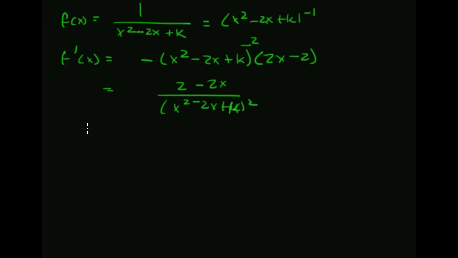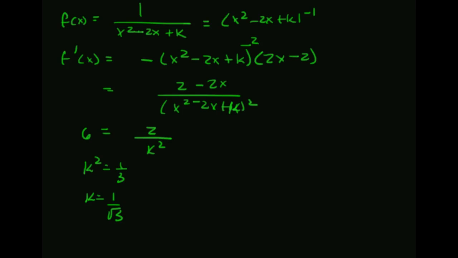So I'm going to let x equal 0 and let f prime of x equal 6. This is going to be 2 over k squared, which means that k squared is a third, which means k is 1 over the square root of 3. All right, so there's part A of the problem.